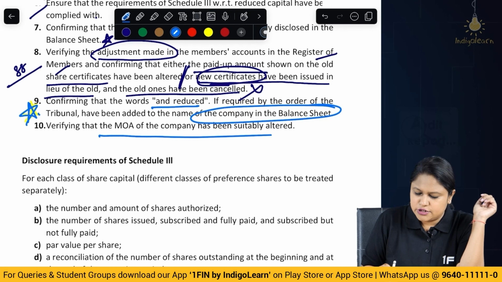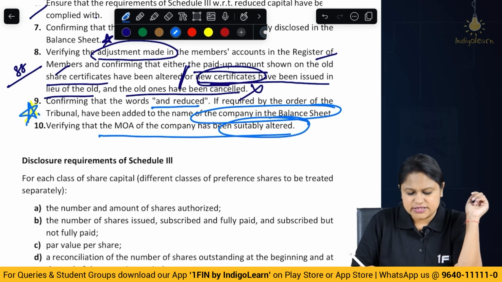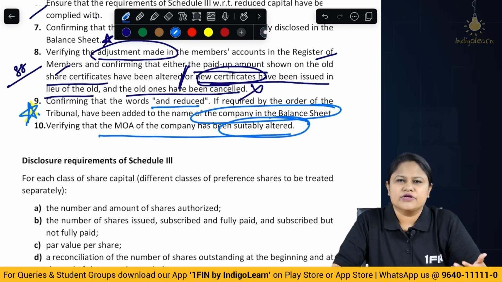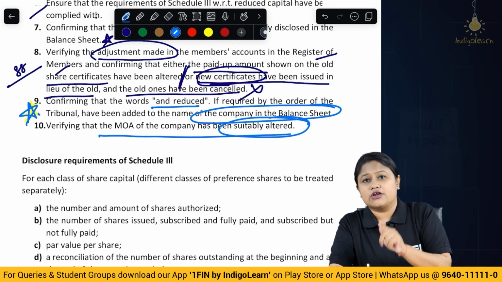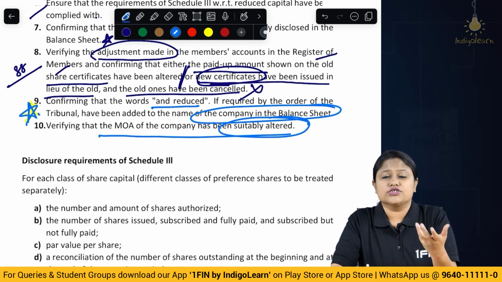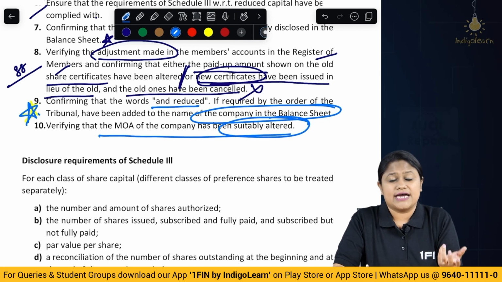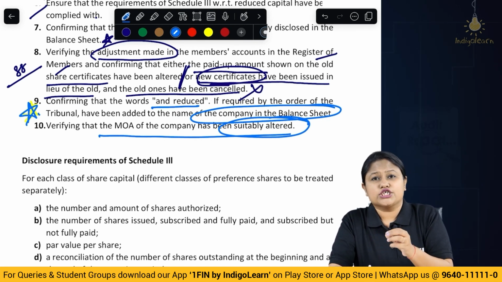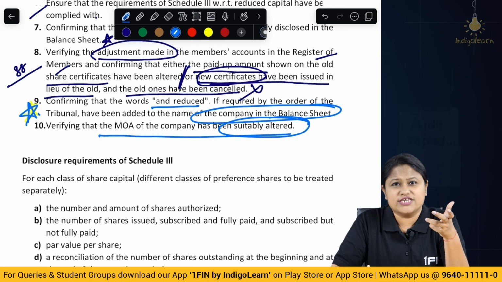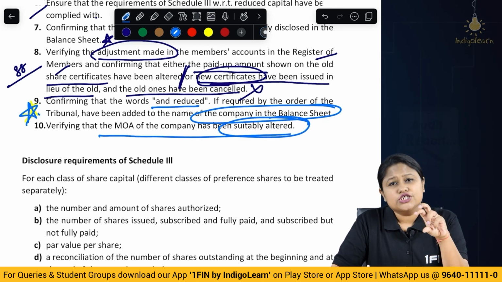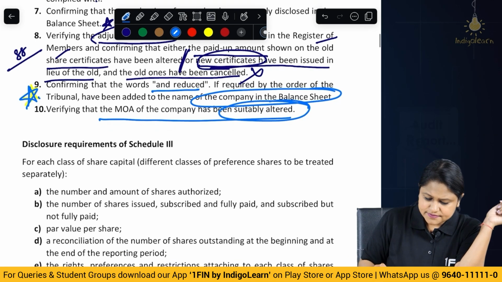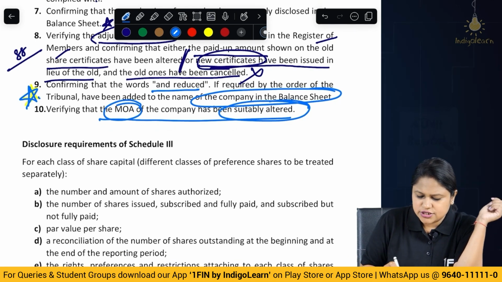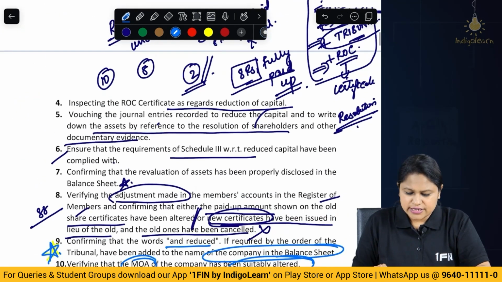Verify the memorandum of the company has been suitably altered, if required. If the nominal value of the shares is cancelled, then the alteration of the capital clause will also be required. We already studied that when you talk about the capital clause in the memorandum, in the authorized capital we write the number of shares and the face value per share, correct? So if the face value is changing, the memorandum also has to undergo a change. So wherever there is an alteration, that also has to be properly checked by the auditor. Clear? All right. So verify whether the company has suitably altered the memorandum of association or not.